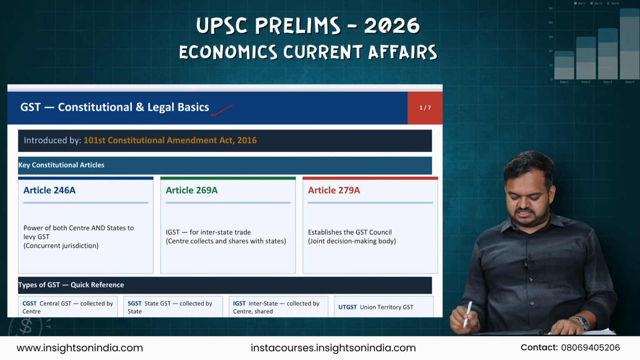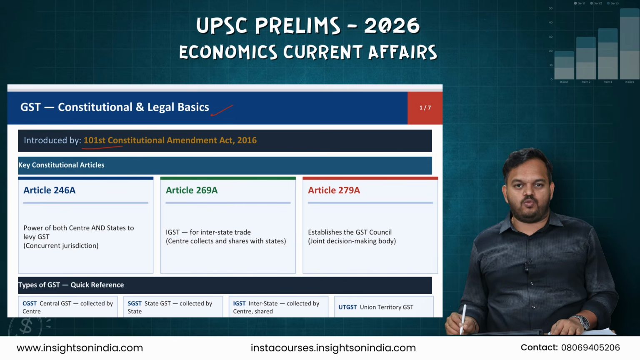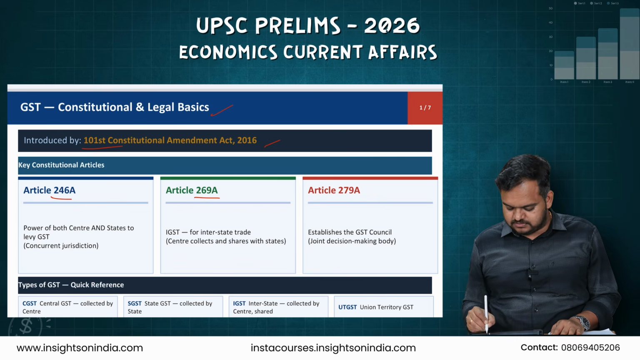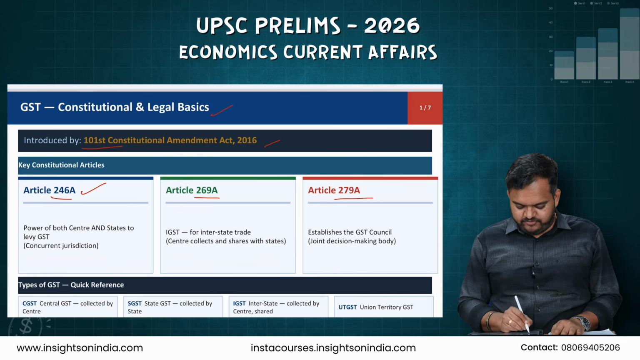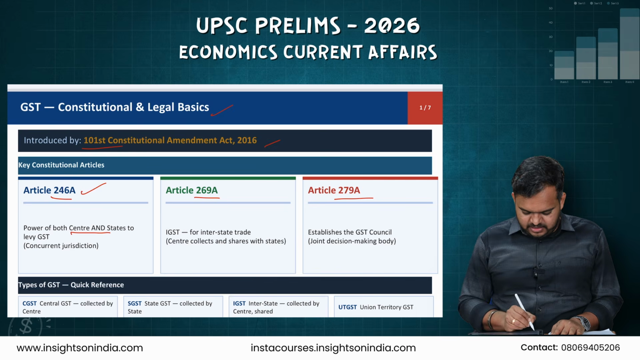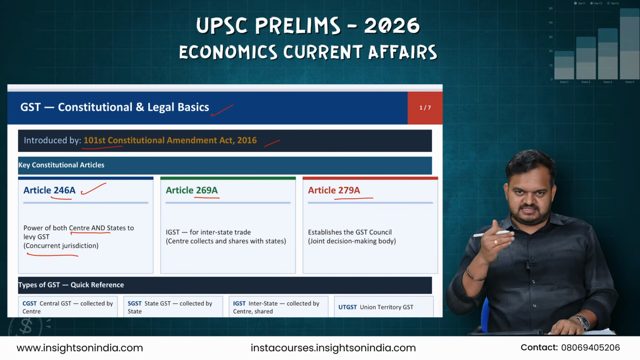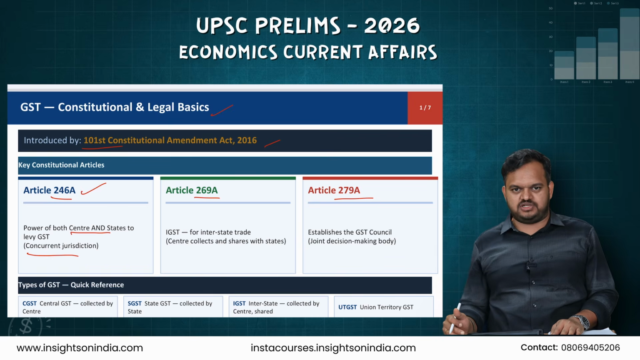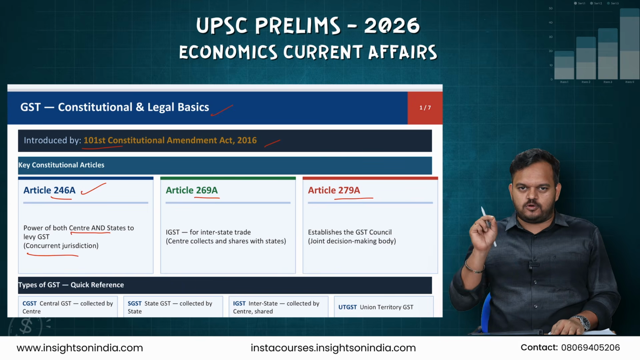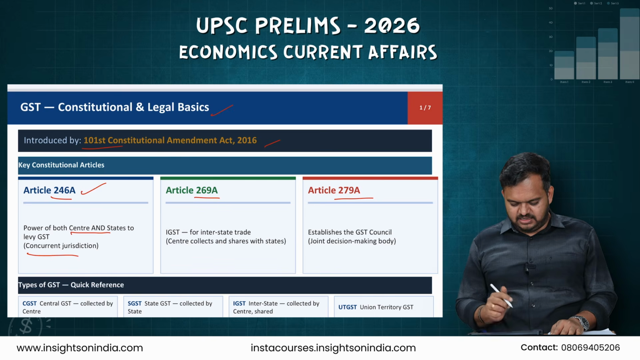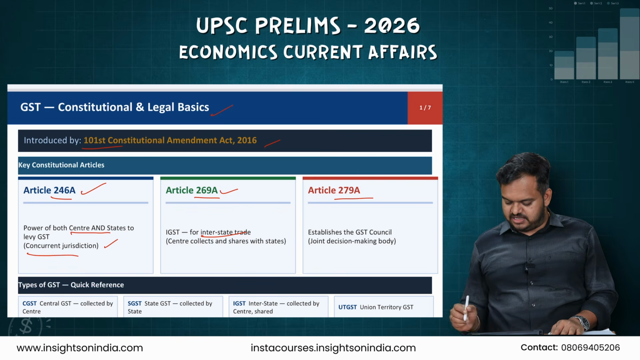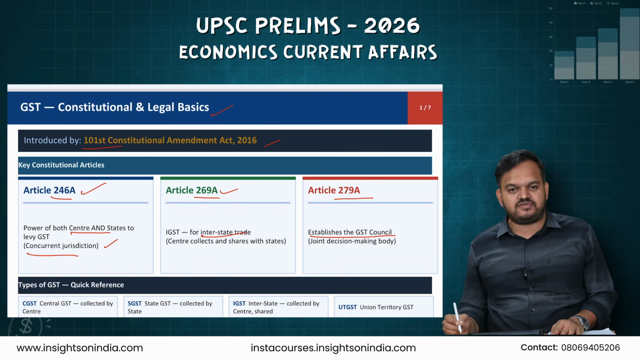GST. Basics about GST, you all know. This was introduced through the 101st Constitutional Amendment Act in 2016. There are three important articles. Article 246A talks about the power of lawmaking for GST taxes. It is concurrent jurisdiction. If any tax is proposed by the GST Council and has to be implemented, both state and central governments have to bring in their separate laws. Article 269A talks about interstate GST. Article 279A talks about the establishment of the GST Council.